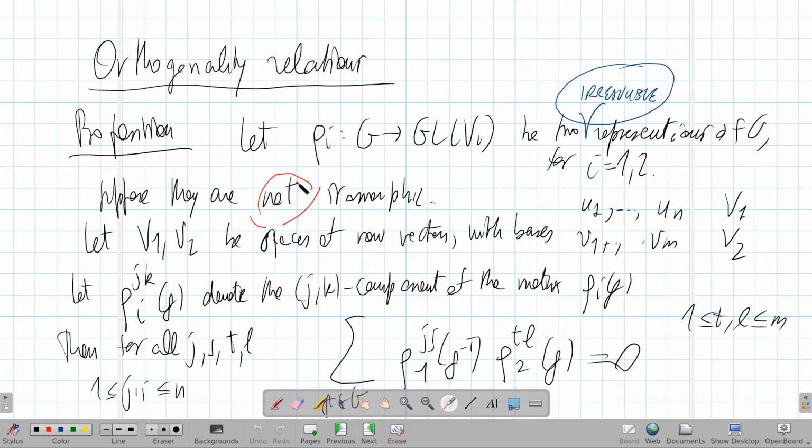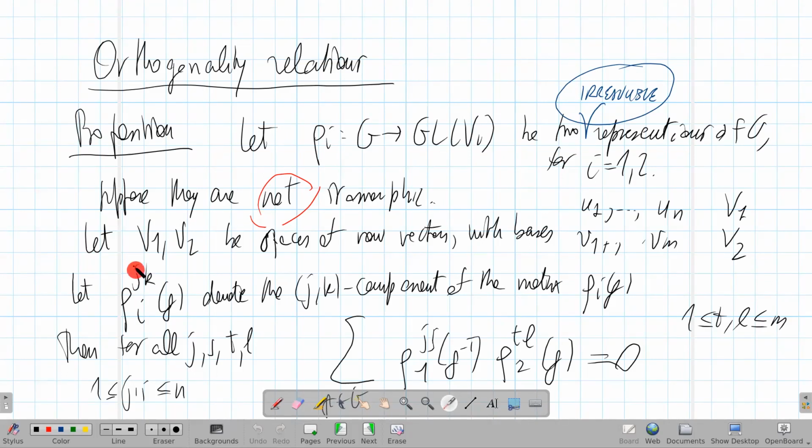And so the first result we've seen tells you that you have two irreducible representations which are not isomorphic. At first I had forgotten to add the irreducible clause. Then you consider them as being the space of row vectors with basis, the U basis for V1 and the V basis for V2. And so the representations are rho one and rho two, okay? So the index denotes which representation you're taking.